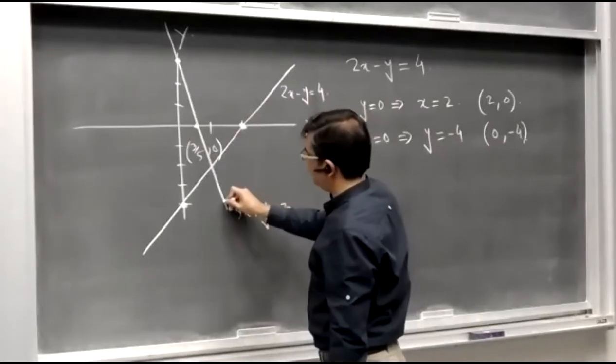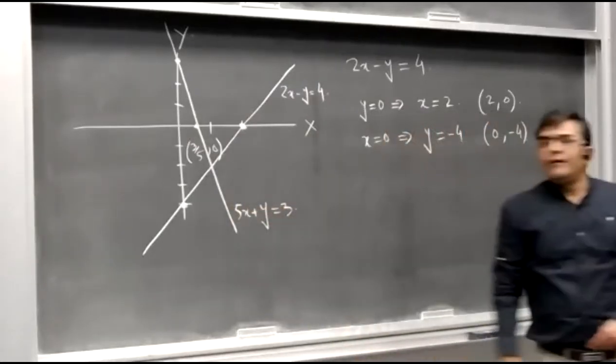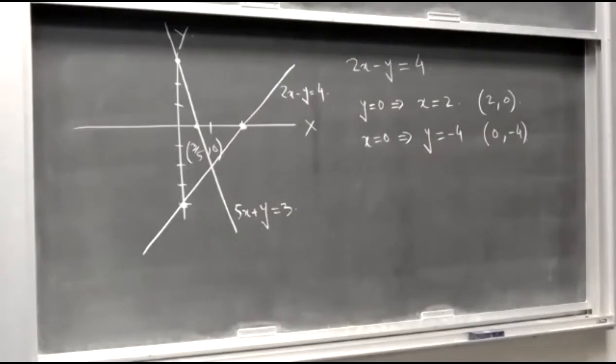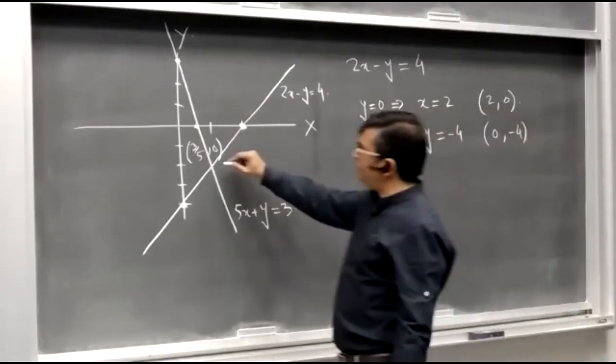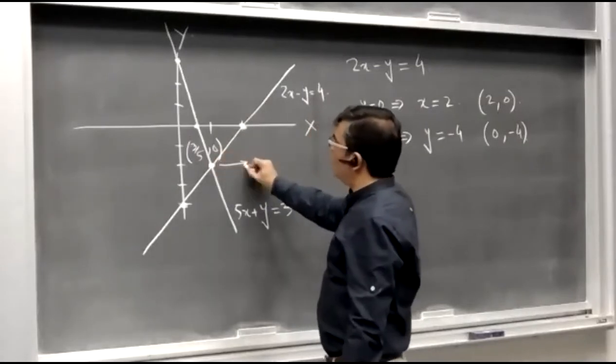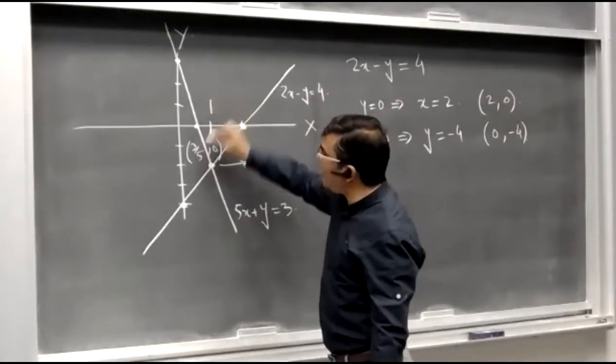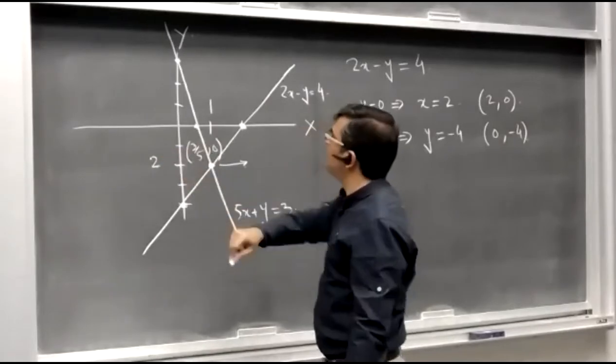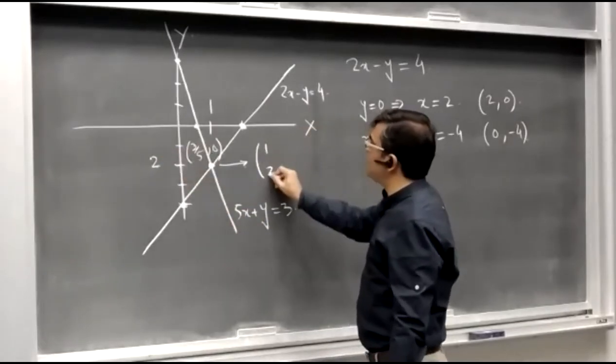5x + y = 3 line. This one. Now, what is the solution? The solution is the point of intersection of these two lines. Now, what is this point? This is 1 here, and here you have 2. So your solution is (1, 2).